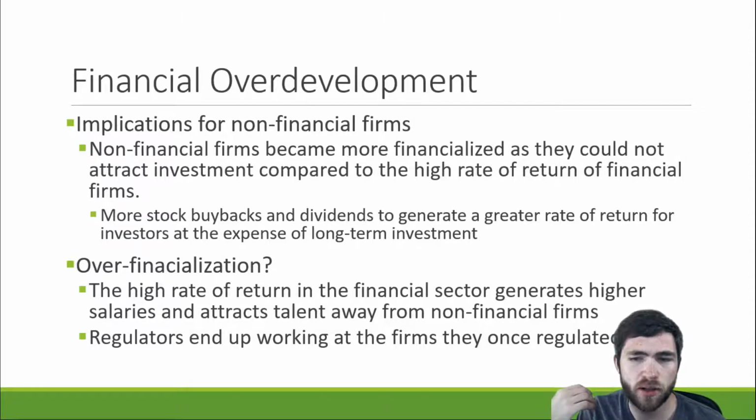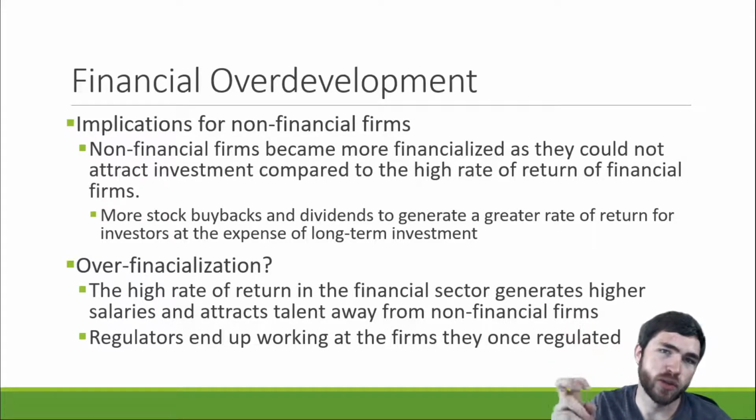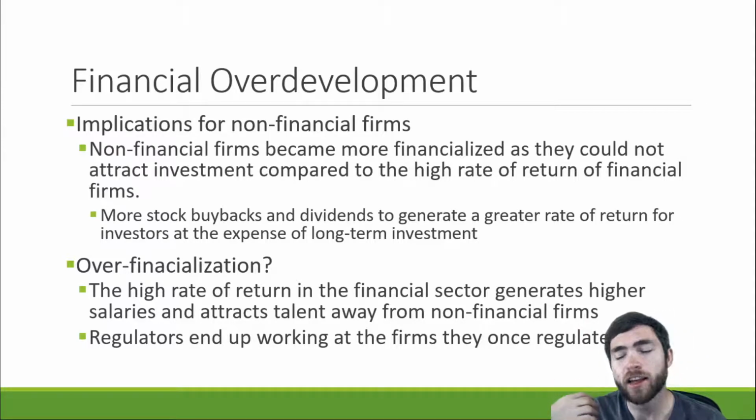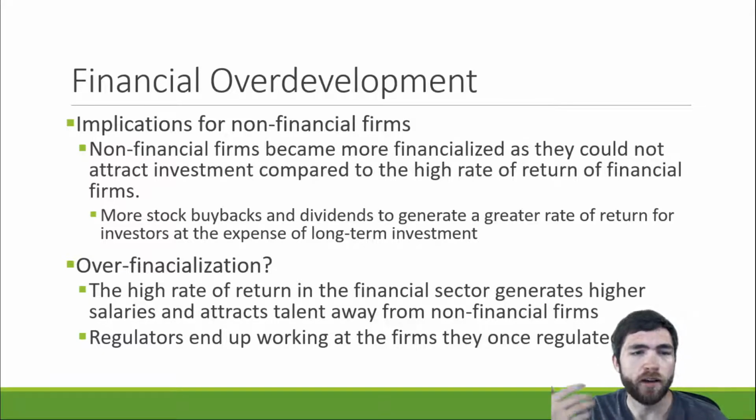So what has happened is there have been a lot more stock buybacks and dividends to generate greater rates of return for investors at the expense of long-term investment. But also, firms that produce goods and services in the real economy have begun to financialize in terms of their balance sheets. They've been engaging in a lot more investment activity, which makes them more exposed to financial risk and more exposed to the risks in the banking system generally. For instance, General Electric has a huge amount of its profits posted from its subsidiary, GE Capital, which is basically a finance firm. Even auto manufacturers, through their internal lending programs, tend to become more financialized over time.